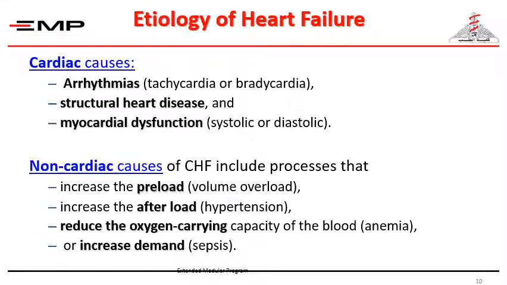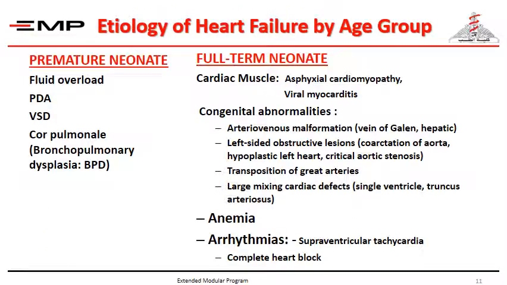Increase in the afterload, as in hypertension, decrease oxygen carrying capacity of the blood, like in anemia. Severe anemia can lead to heart failure. It's called anemic heart failure. Or increased demand that occurs in sepsis. We need more oxygen to the tissues, more blood to the tissues, and the heart cannot meet it, and thus heart failure can occur. These are the causes of heart failure by age group.